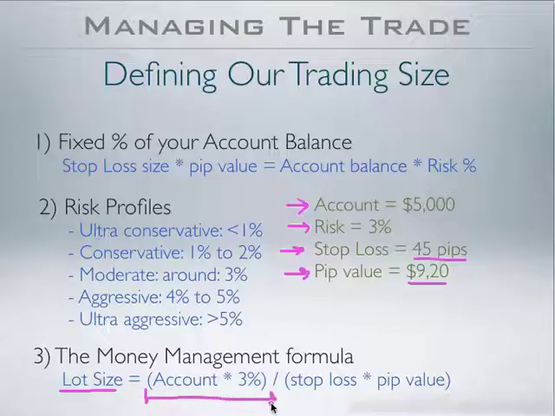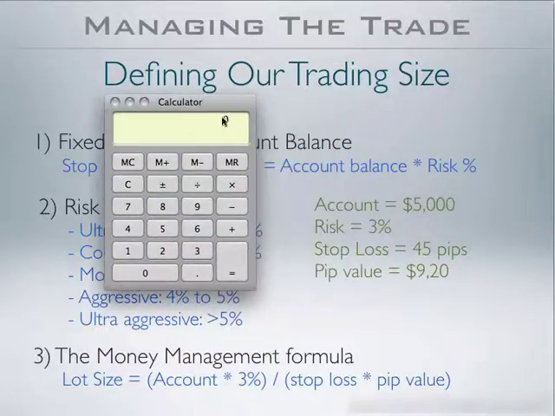We are going to calculate first this first portion of the equation and then the second one. So let me bring my calculator forward. That's $5,000 multiplied by 0.03, meaning 3%, and that's 150. So this first portion of the equation equals 150. Now let's go with the second one. Stop loss 45 pips multiplied by the pip value, $9.20. That's 414.